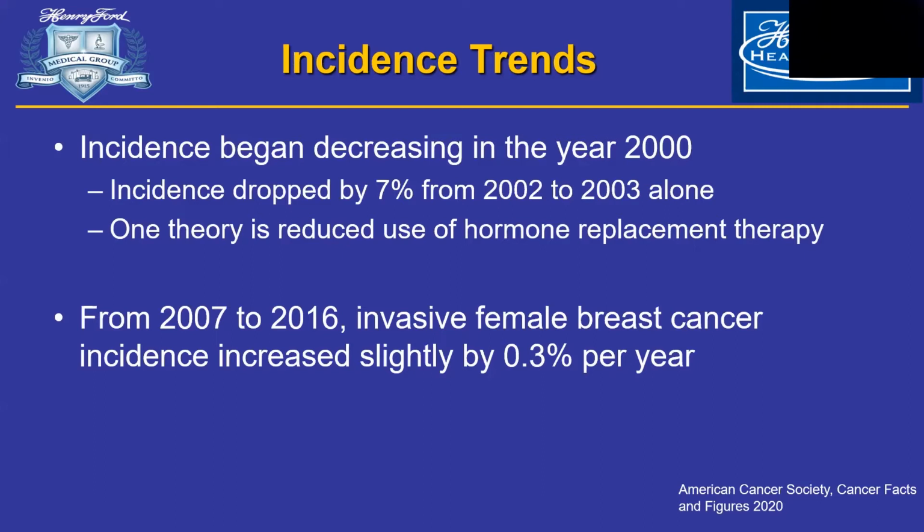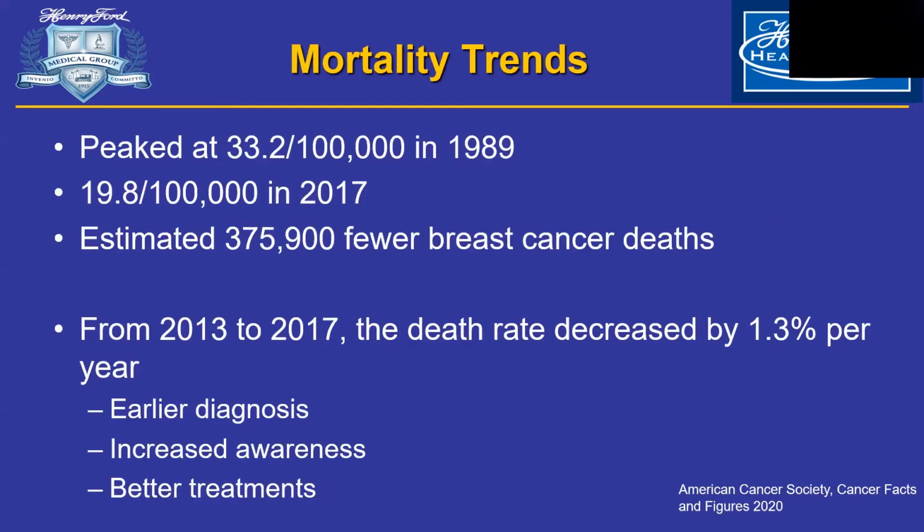From 2007 to 2016, invasive female breast cancer incidence increased slightly by 0.3% per year. When looking at mortality trends, this peaked in 1989 at 33.2 per 100,000 patients. In 2017, this decreased to 19.8 per 100,000. This translates to an estimated 375,000 fewer breast cancer deaths than would have been expected if the death rate had remained at its peak.